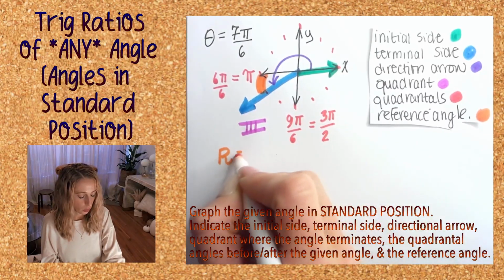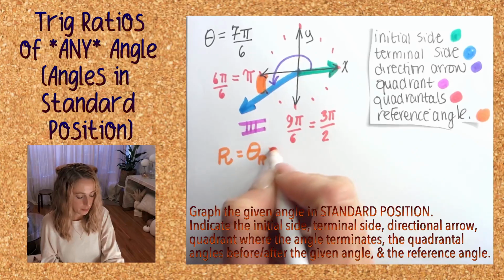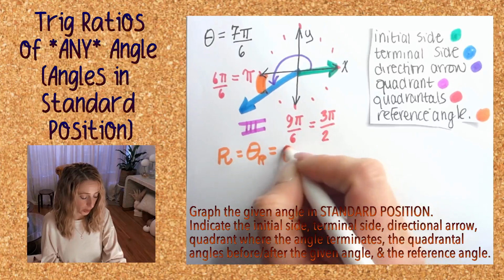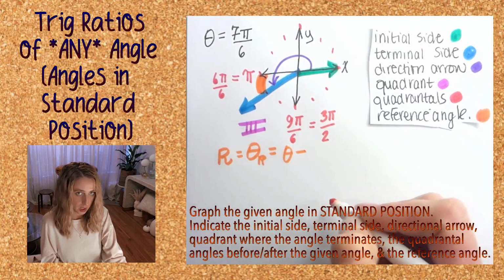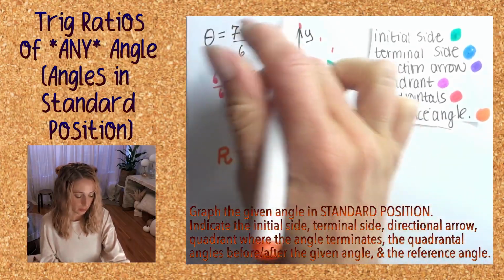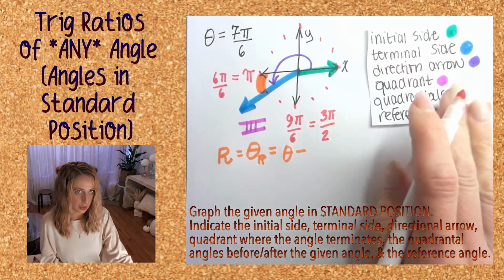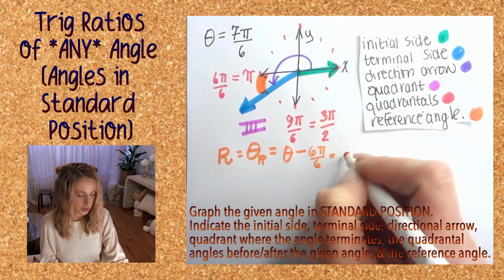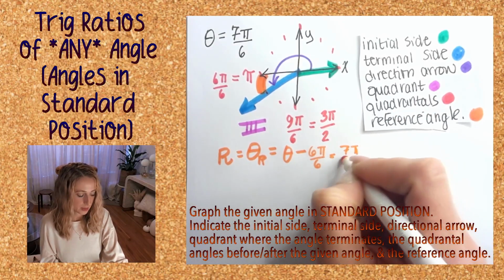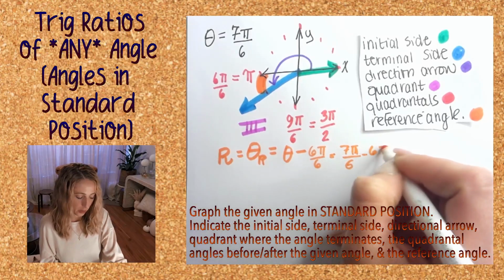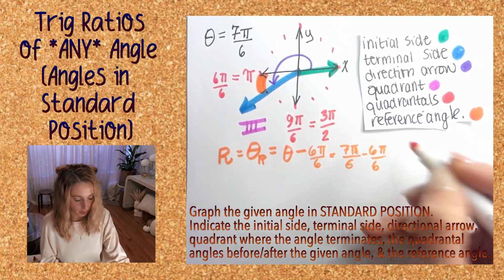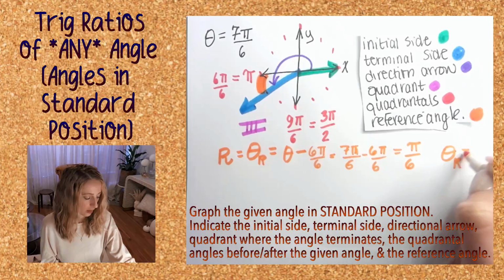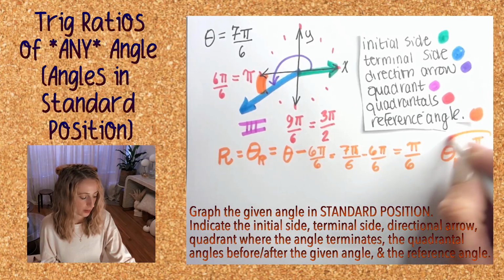So R or theta sub R in quadrant 3, what we do is you take your actual angle theta and you subtract from 180, or whatever overlaps that 180 spot. So in this case, you would subtract 6 pi over 6. So that means you're doing 7 pi over 6 minus 6 pi over 6. Love common denominators, which gives you pi over 6. So your reference angle is 1 pi over 6.